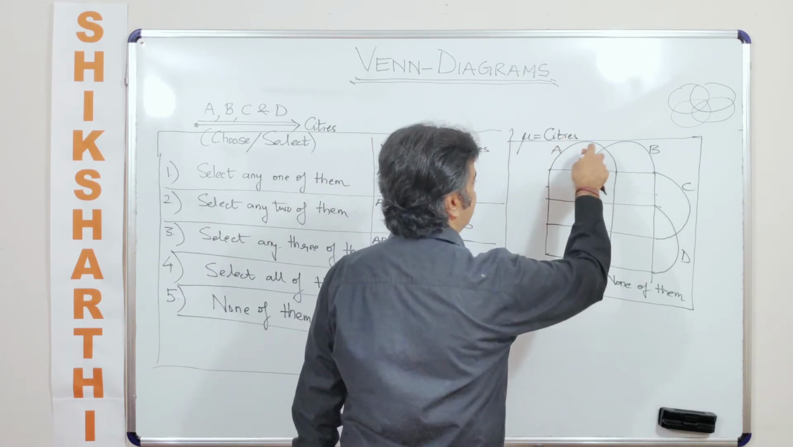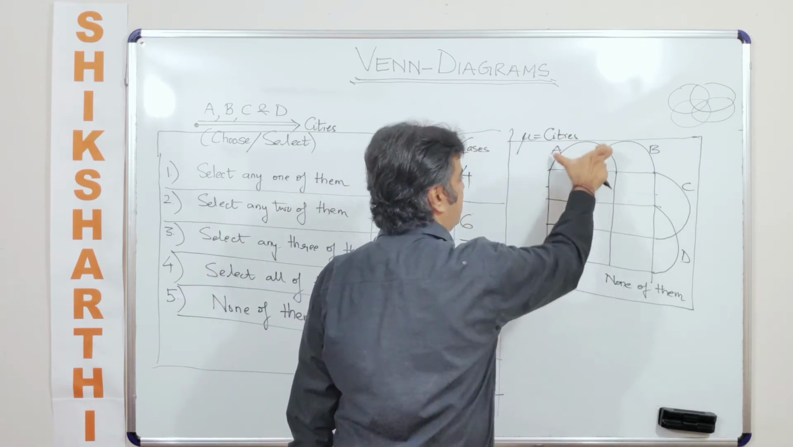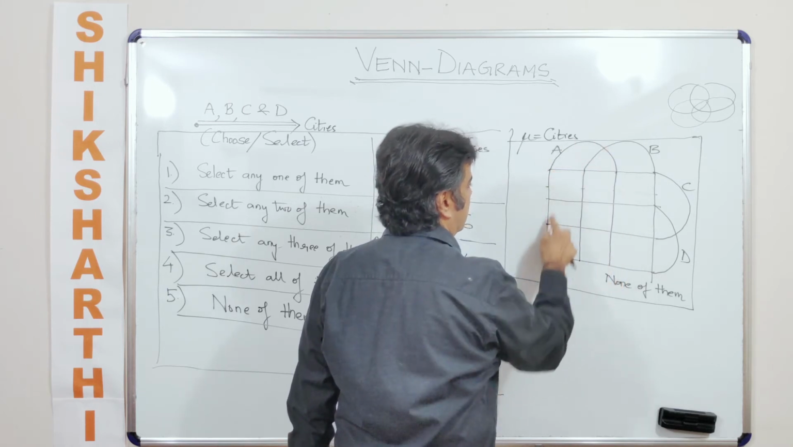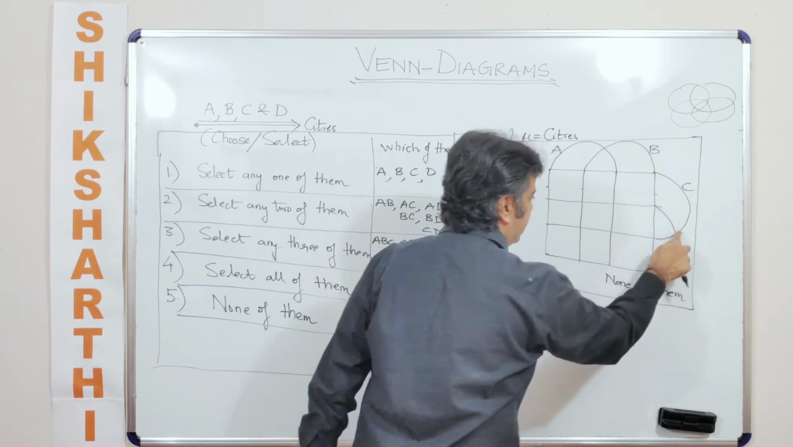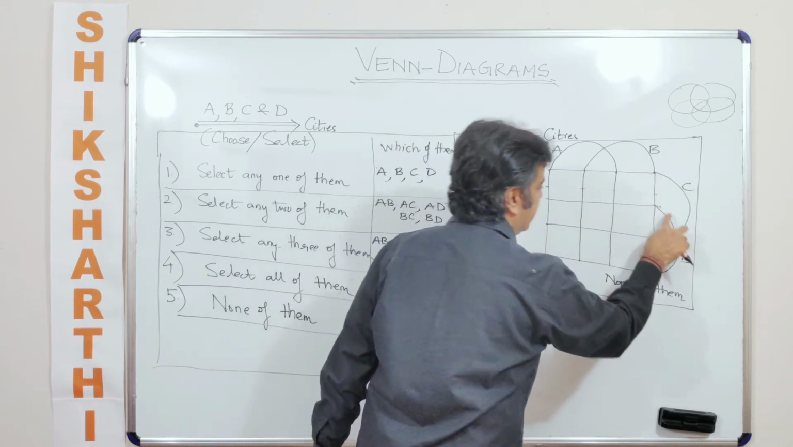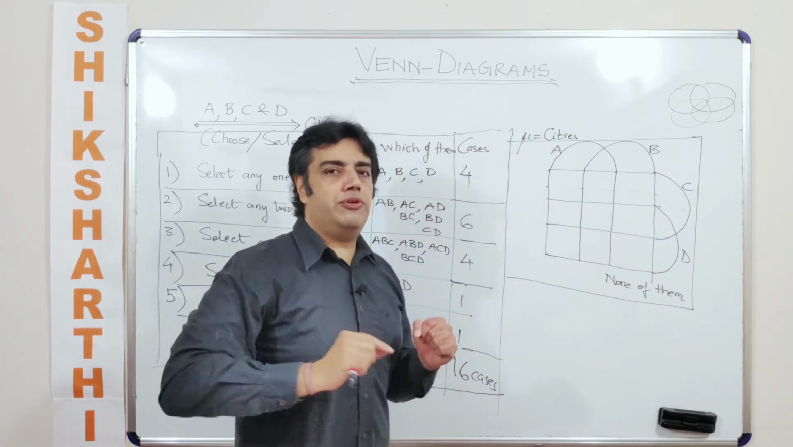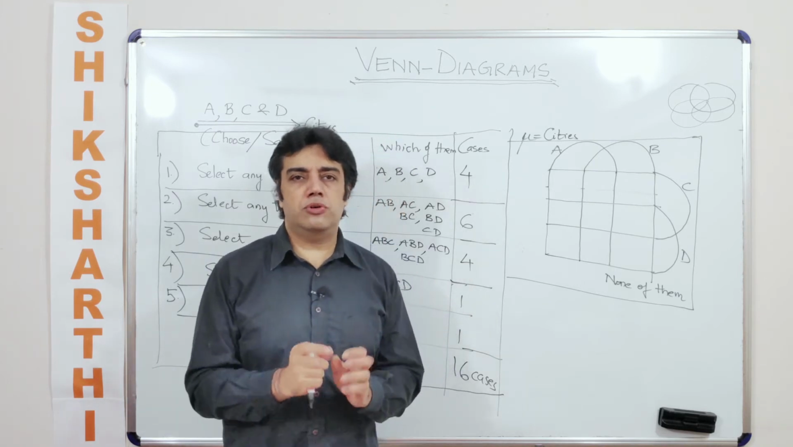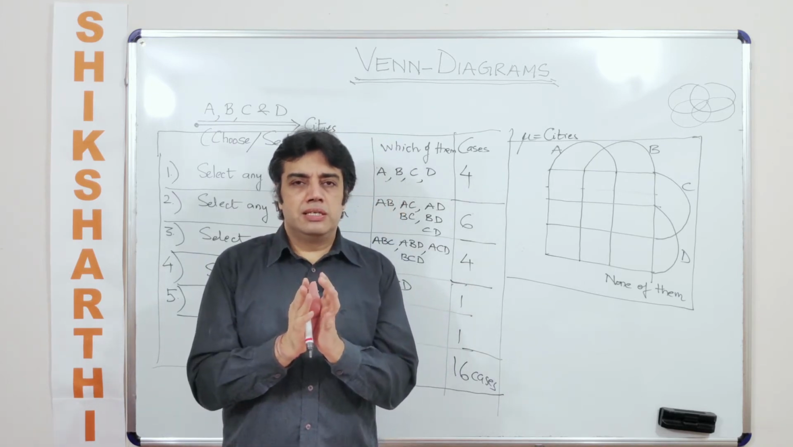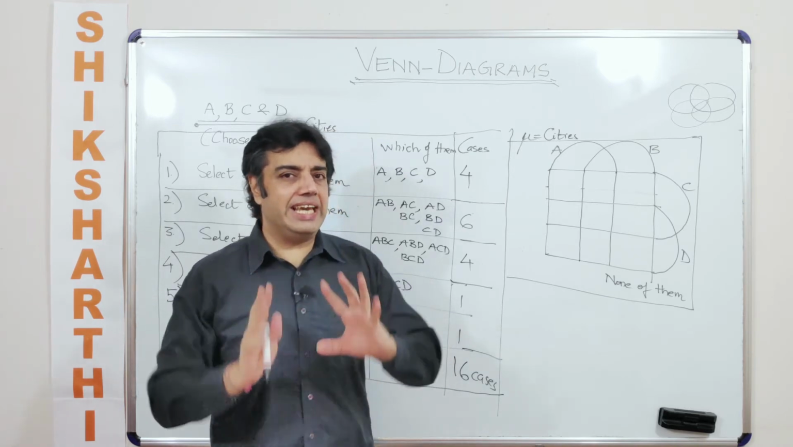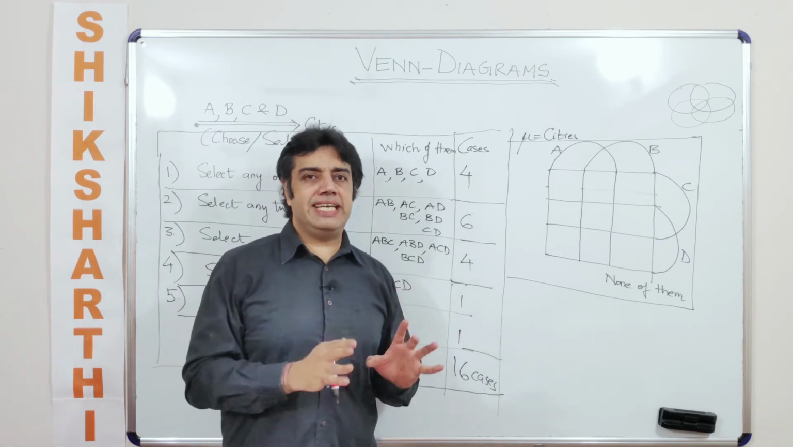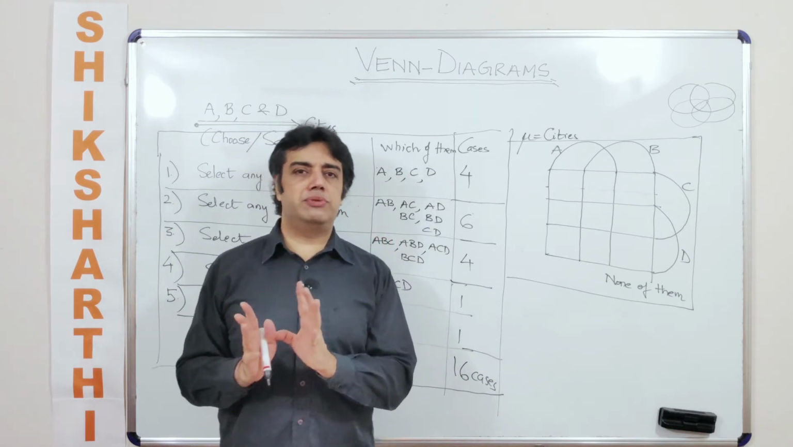Okay, so can I say this is the entire area which belongs to A? This is the entire area which belongs to B. This is the entire area which belongs to C, and this is the entire area which belongs to D. So if you have seen the earlier videos, we have talked about the difference between 2 terminologies that we use. One is we talk about city A, or we talk about city A only. There is a difference between the 2.